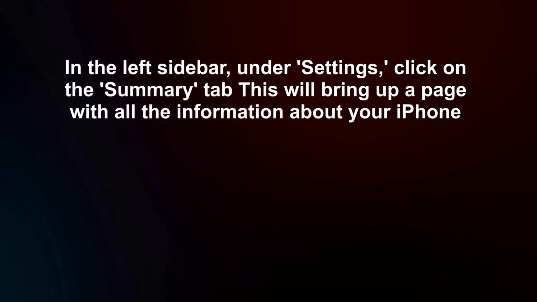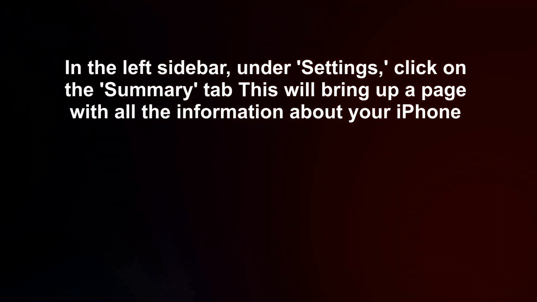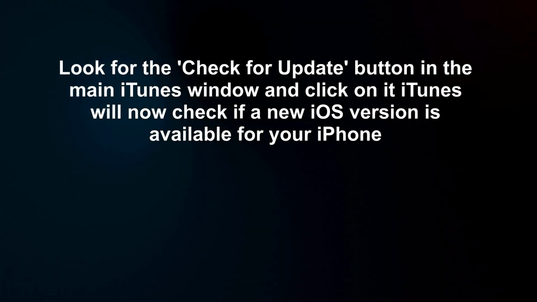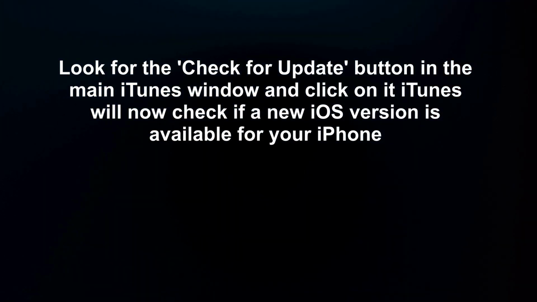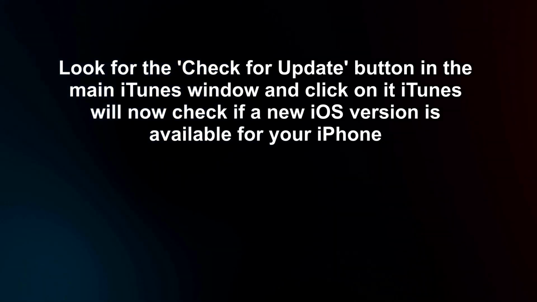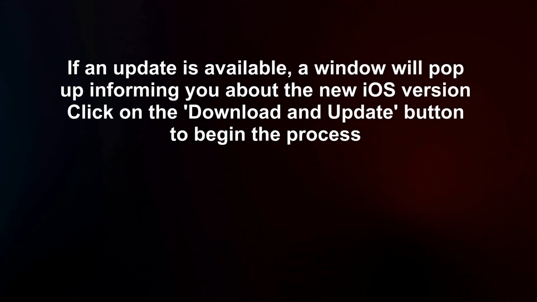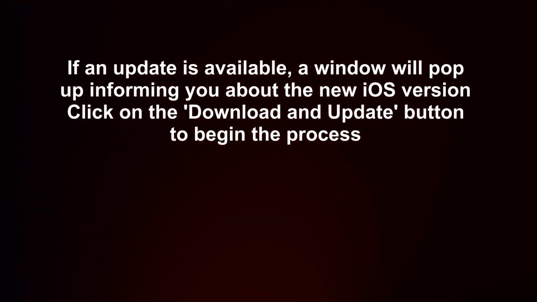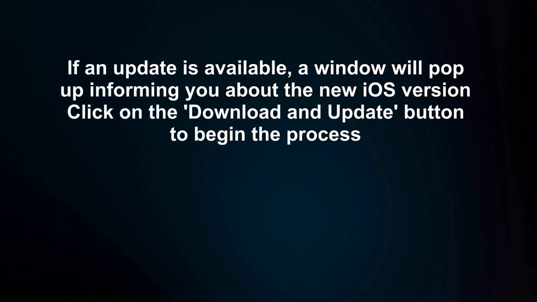This will bring up a page with all the information about your iPhone. Look for the Check for Update button in the main iTunes window and click on it. iTunes will now check if a new iOS version is available for your iPhone. If an update is available, a window will pop up informing you about the new iOS version. Click on the Download and Update button to begin the process.